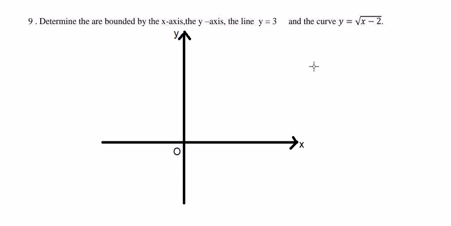So we have the line y equals 3, so we put number 3 in here, and the curve y equals the square root of x minus 2. We need to know that at x equal to 2 you get y equal to 0. About the graph, it should be like this.